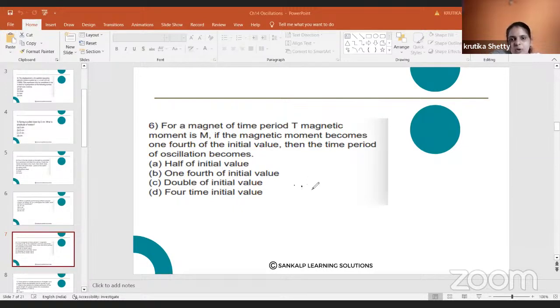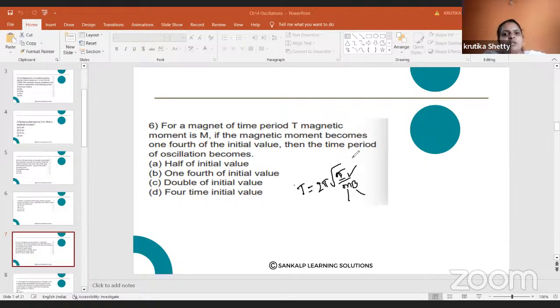The time period of oscillation T is equal to 2 pi under root of I divided by MB. What is I here? Moment of inertia. I is moment of inertia. M is mass, B is magnetic field.